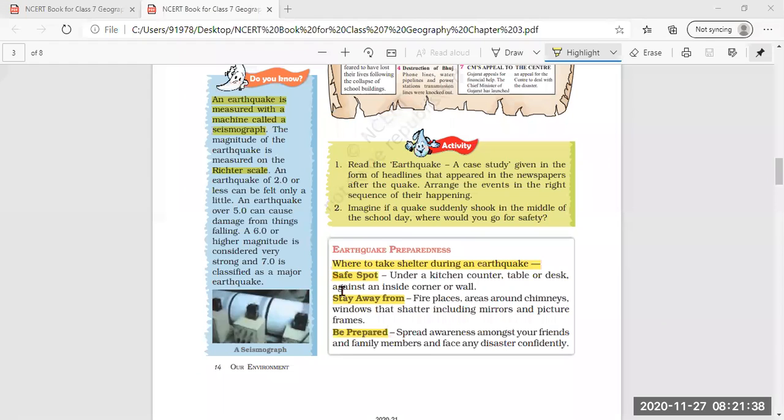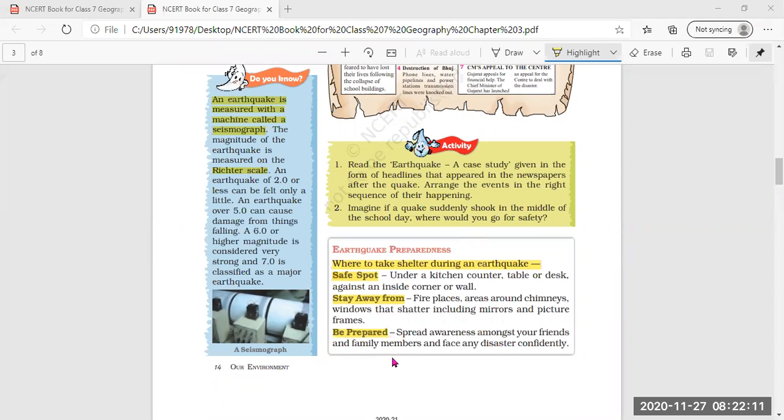So the first and foremost thing to keep in mind is to find the safe spot. As soon as an earthquake occurs, you have to go to the safe spots, which may be under the kitchen counter, table, desk, and so on. Then stay away from fireplaces, mirrors and picture frames. Move away from them, so that if an earthquake occurs and they break down, they are less harmful to you. Then lastly, we have to be prepared.